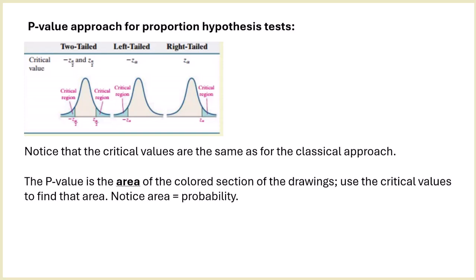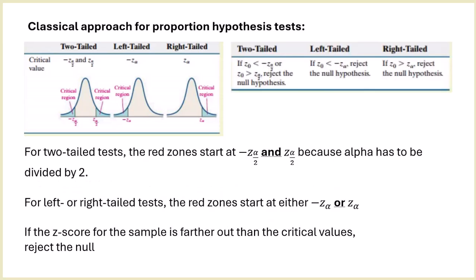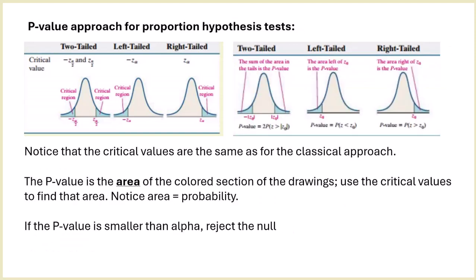And the area equals probability in our table. Don't forget. Now here's the deal. If the p-value is smaller than alpha, you're going to reject the null. That wasn't true with the classical approach. We're just saying if the z-score for the sample is further away than that critical value, reject the null. Just remember, p-value, we're talking about area. We're talking about the probability of landing that far away.